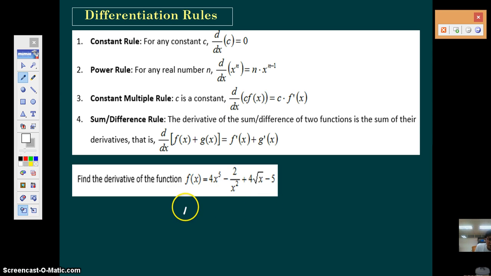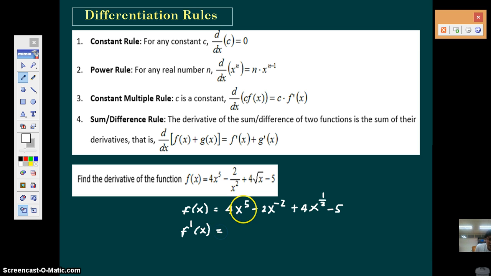Now, rewriting the given function in the form that we can simply use the simple power rule. So we can write 4x to the fifth. Now, minus 2 over x squared can be written as minus 2x to the negative 2. And then 4 square root of x can be written as 4x raised to 1/2. Then minus 5. So you see you have 4 terms here, and the derivative of these 4 terms is simply the sum of the derivatives of each term.